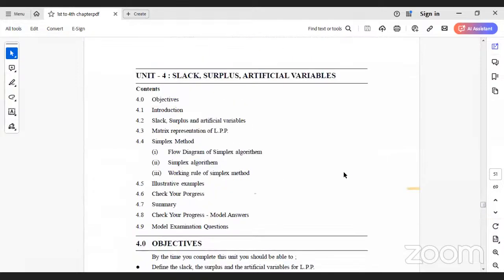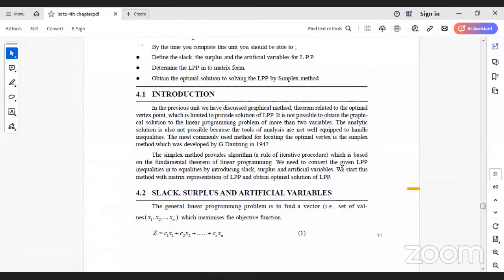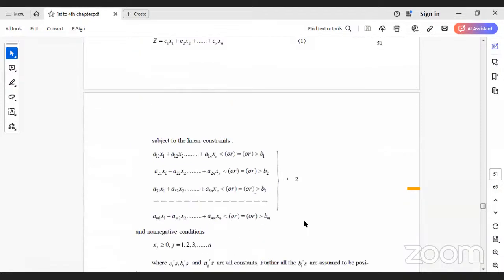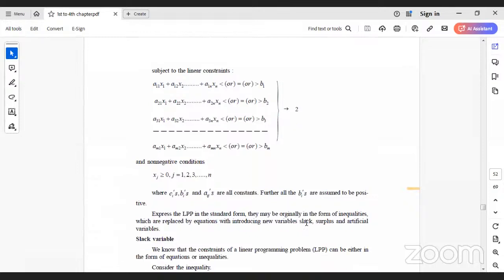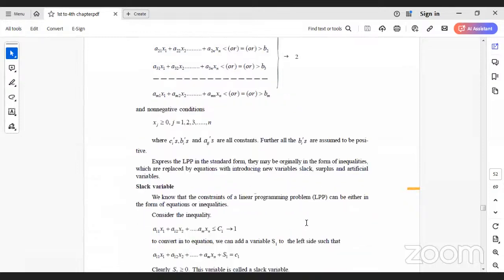So slack, surplus and artificial variables, matrix representation of LPP, flow diagram of simplex algorithm, working rule for simplex method. Introduction: slack, surplus and artificial variables that generate the general linear programming problem. The set of values x1, x2, x3, z is equal to c1 x1 plus c2 x2 and so on plus cn xn, subject to linear constraints a1 x1 plus a2 x2 and so on plus a1n xn greater than or equal to b1, b2, b3. We are writing here am1 x1 plus am2 x2 and so on less than or equal to bm, or non-negative condition xj greater than 0, j is equal to 1, 2, 3, n, where ci's and bi's and aj's are all constants here.